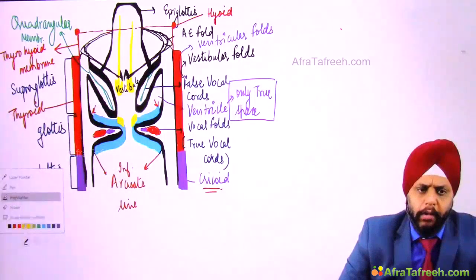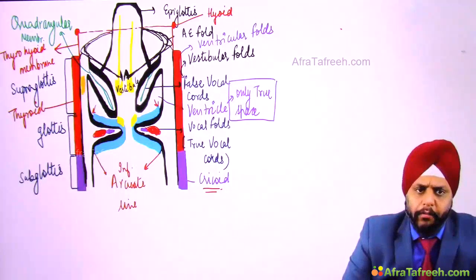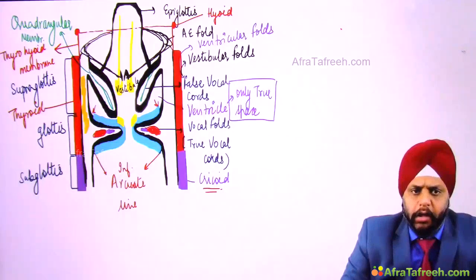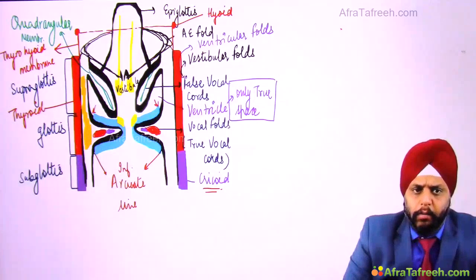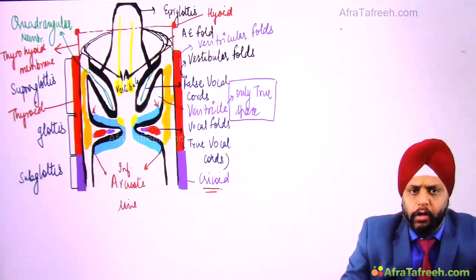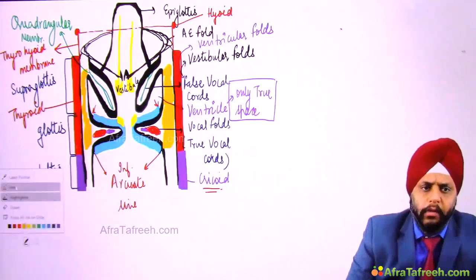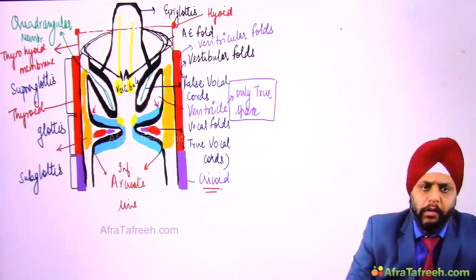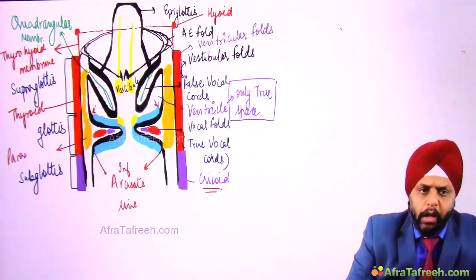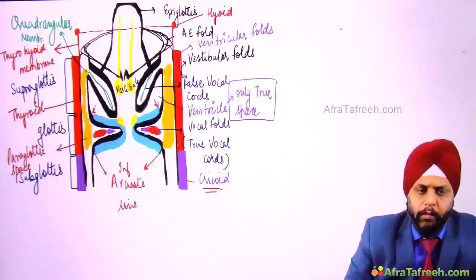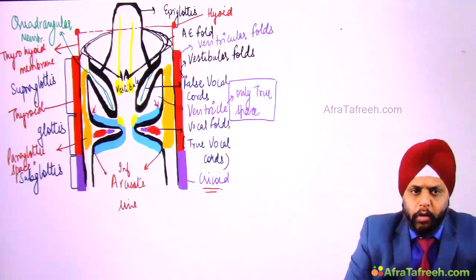Now I am shading an area over here, in the yellow color, on both the sides. Some of you might have guessed it, this is known as paraglottic space. So this space was left in the anatomy, paraglottic space. Or you can call it the paraglottic space of Tucker.